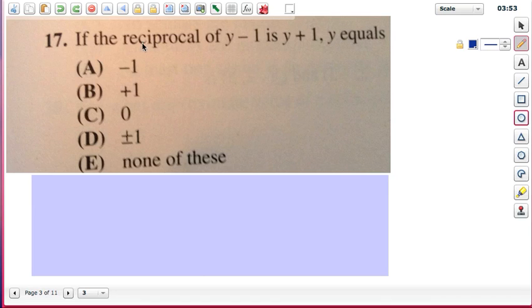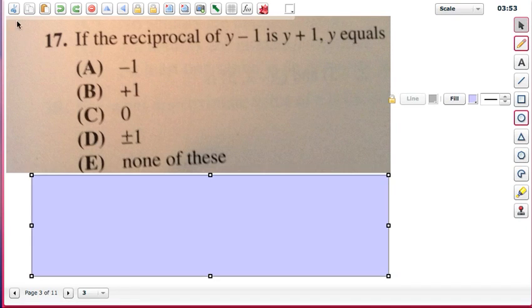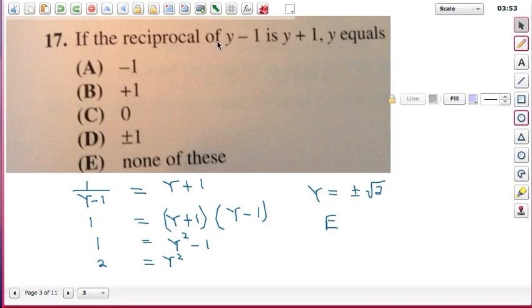If the reciprocal of y minus 1 is y plus 1, y is equal to what? Well, the reciprocal of y minus 1 is 1 over y minus 1, and that's equal to y plus 1. So multiplying both sides by y minus 1, expanding this, you get 1 is equal to y squared minus 1. Bring the 1 on the other side, you have y squared is equal to 2, and y is equal to plus or minus root 2, and that's not in any of the choices given, so the answer is E.